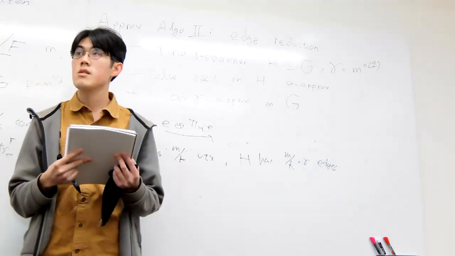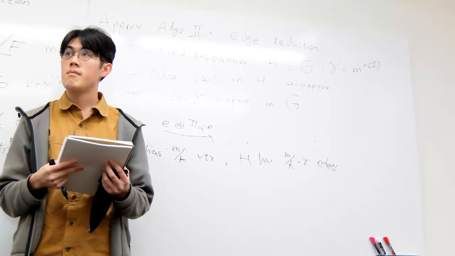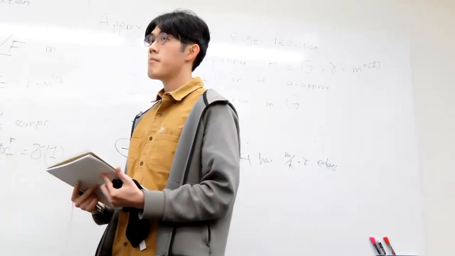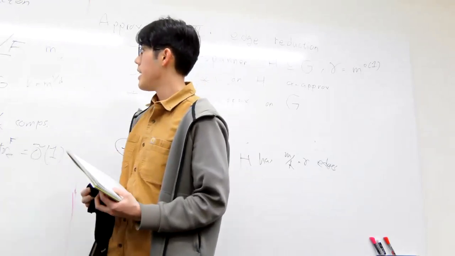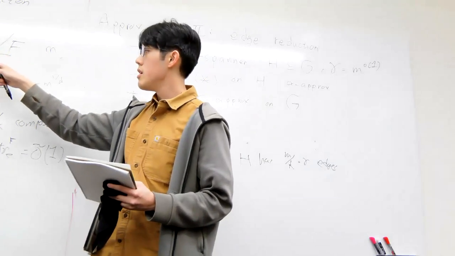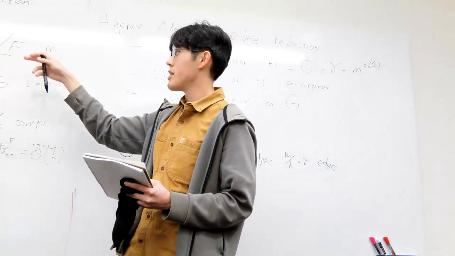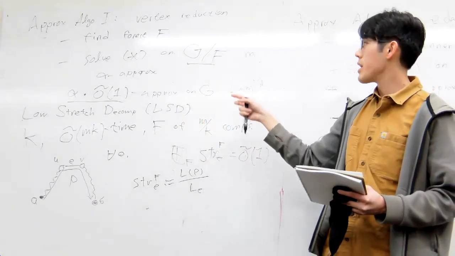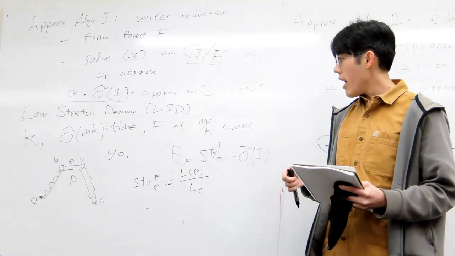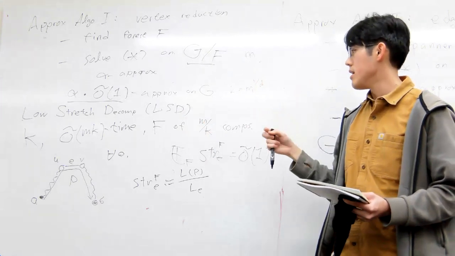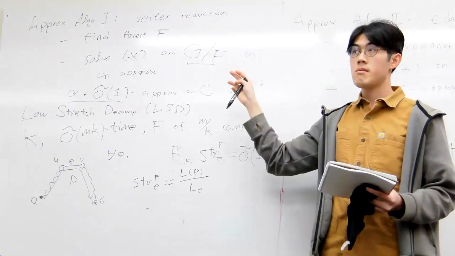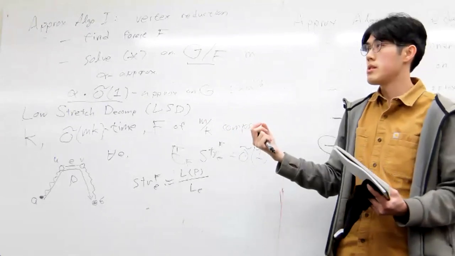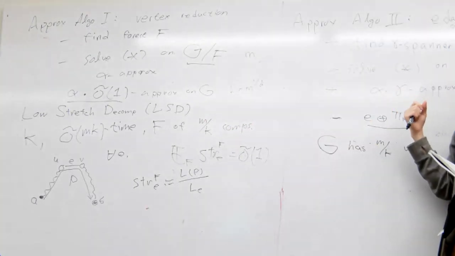Why do you use alternating vertex and edge reduction? The reason is that I want to keep things simple, so one algorithm only does one thing. In the vertex reduction, we do this low-stretch decomposition to find a forest, and we consider the contracted graph. But we don't have any guarantees on the number of edges in the contracted graph. So we have to deal with this, and the way we deal with it is that we use algo number two, edge reduction, to reduce the number of edges.